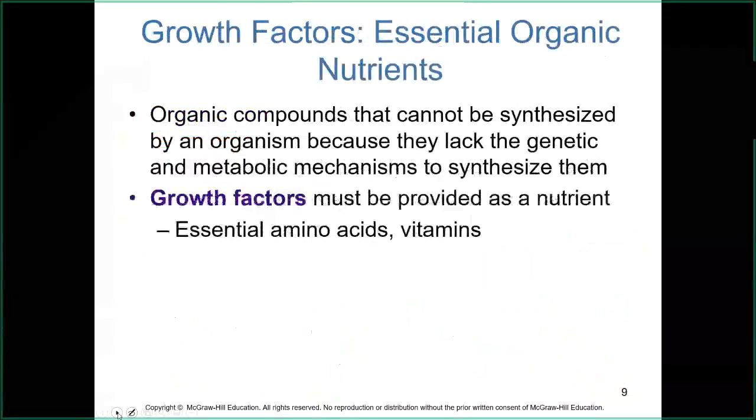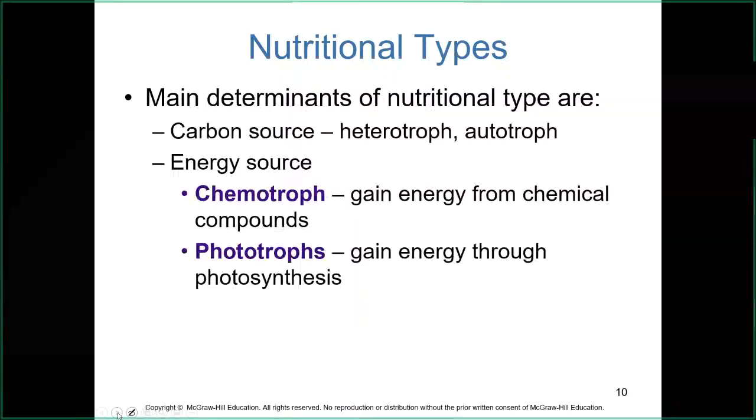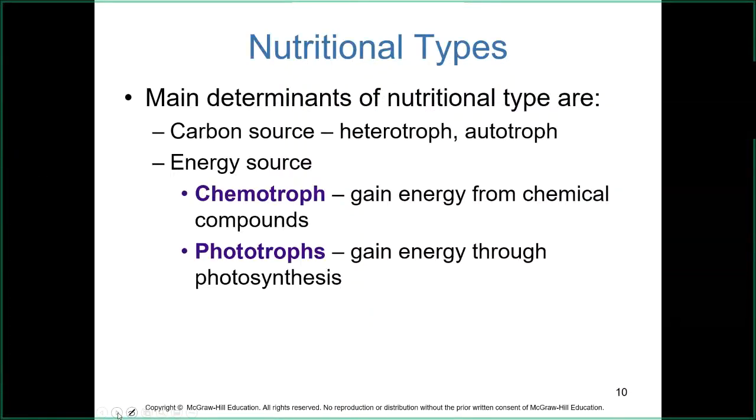And then we've got determination of nutritional types on the basis of where they're getting their energy from. So if you get your energy from organic compounds, you're a chemotroph. If you get your energy to run your metabolism, at least the baseline ensemble of reactions, from light, you're a phototroph.